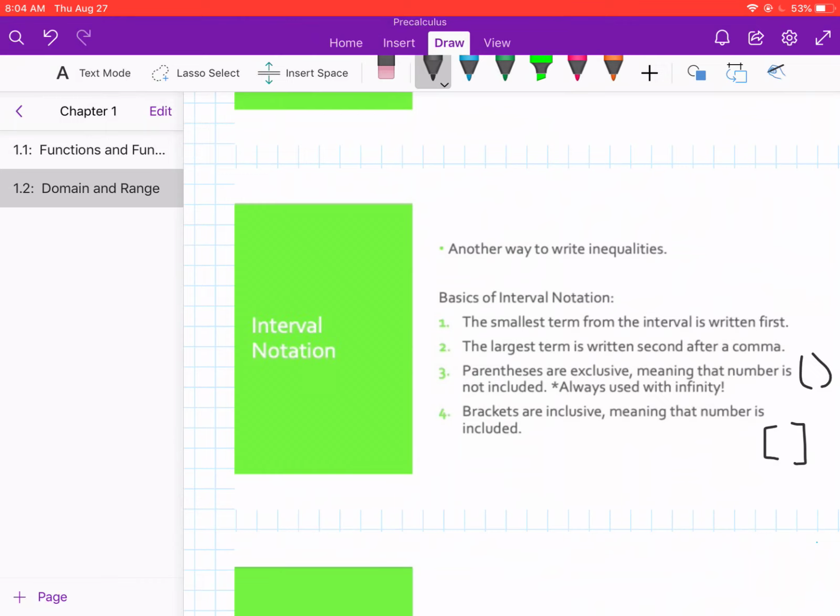Take note that with infinity, we are always going to use parentheses, because infinity is not like an actual number, it's just something that we approach. We keep going on and on forever and ever. It never actually reaches a number. We're going to use parentheses because you can't include it.